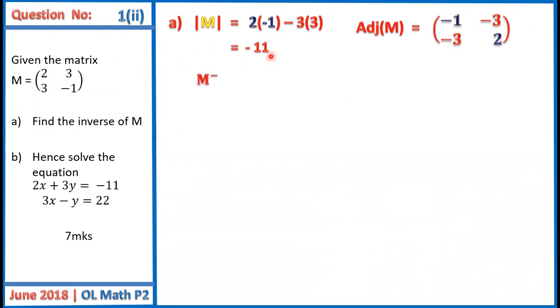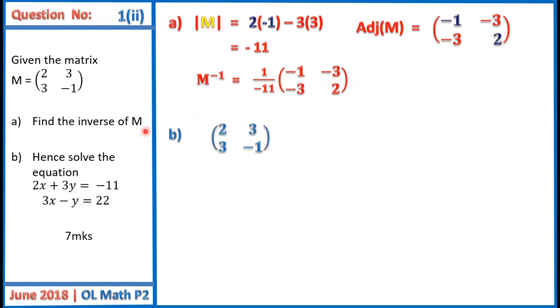So we now find the inverse. Our inverse is going to be equal to 1 over these determinants times this adjugate, okay? And then you simplify. I've left it like this, but it's good to simplify. So when you simplify, you're going to have 1 on 11, 3 on 11, 3 on 11, and 2 on 11. So B, hence solve the system of equations.